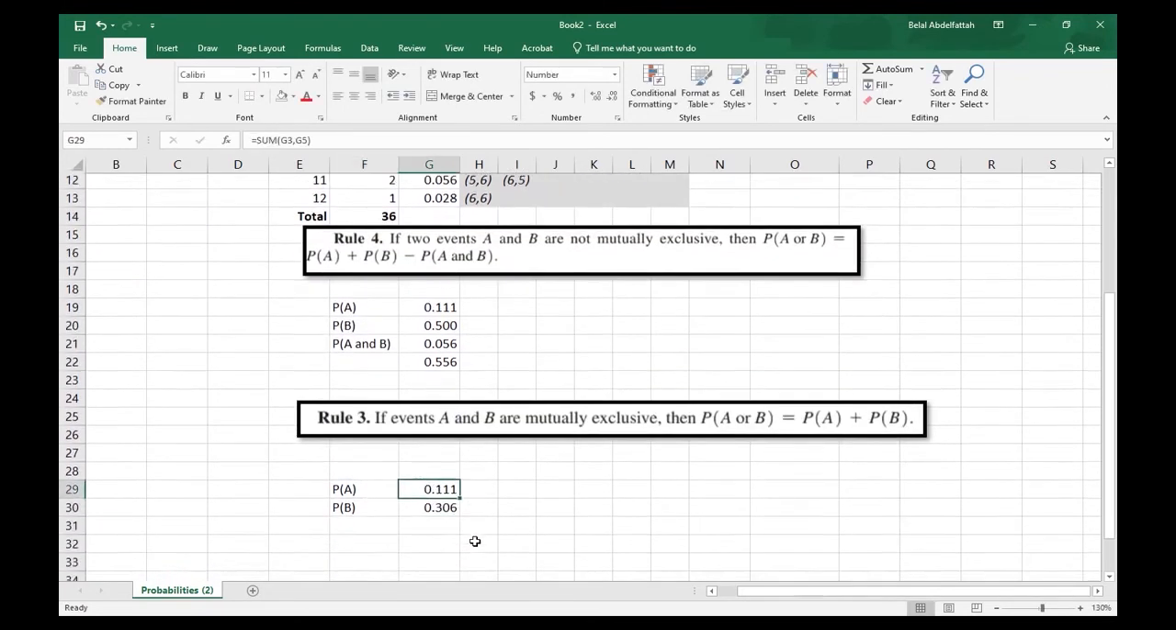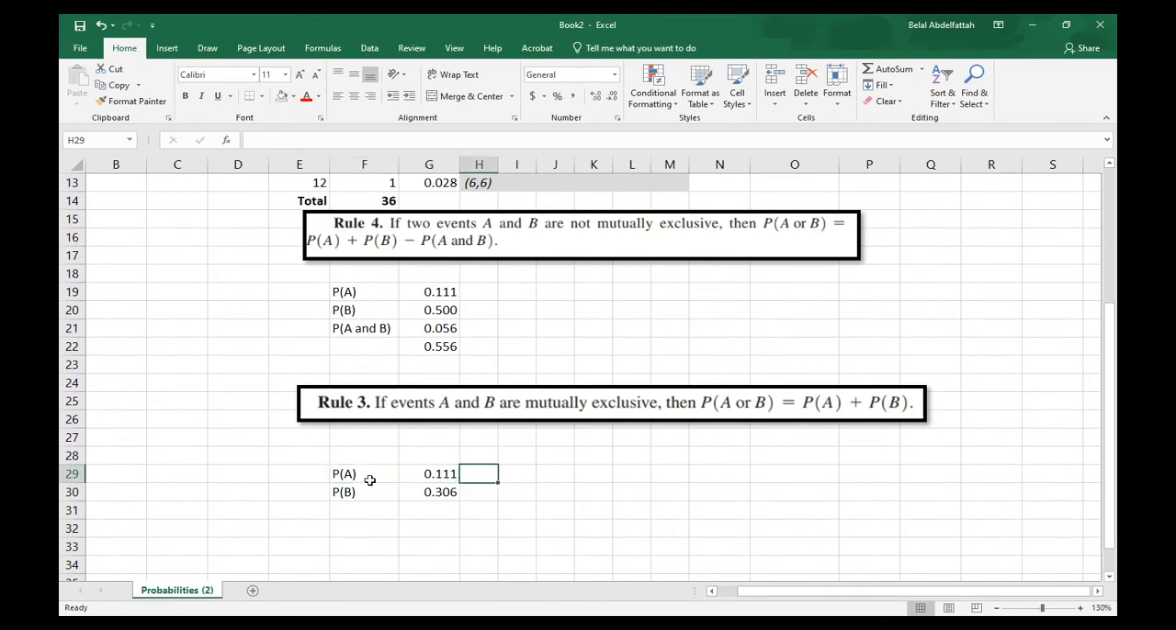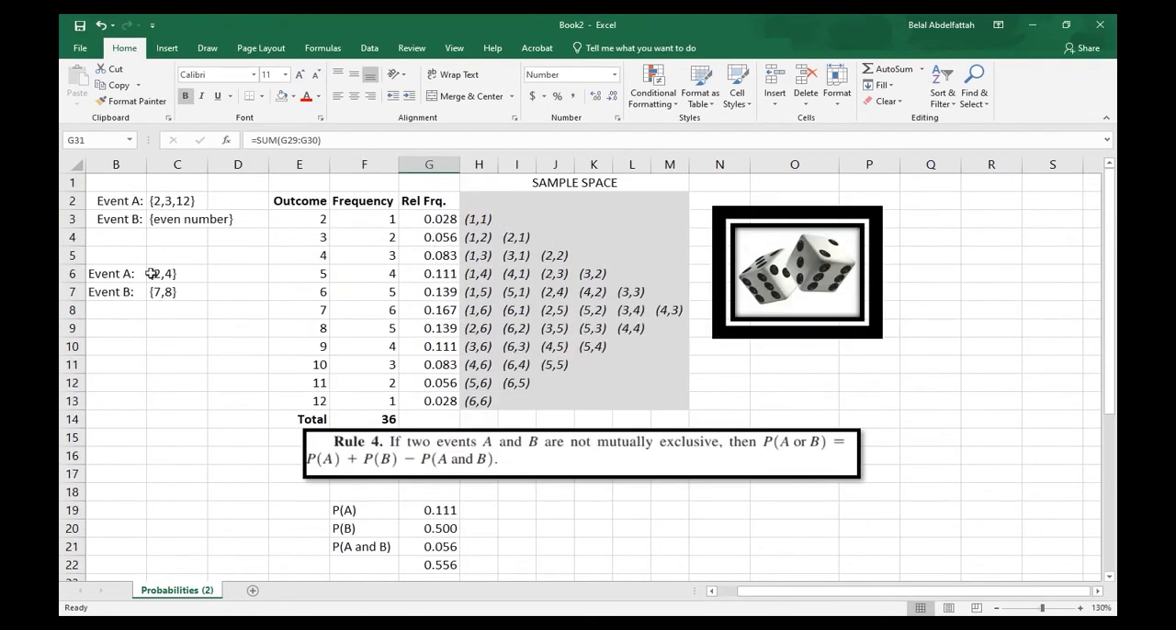So these are what we call simple probabilities. It's just for the events themselves. Let me go ahead and add those up together. And now I have the probability of A or B. They're mutually exclusive, and the probability would be about 41.7% of landing these type of outcomes.